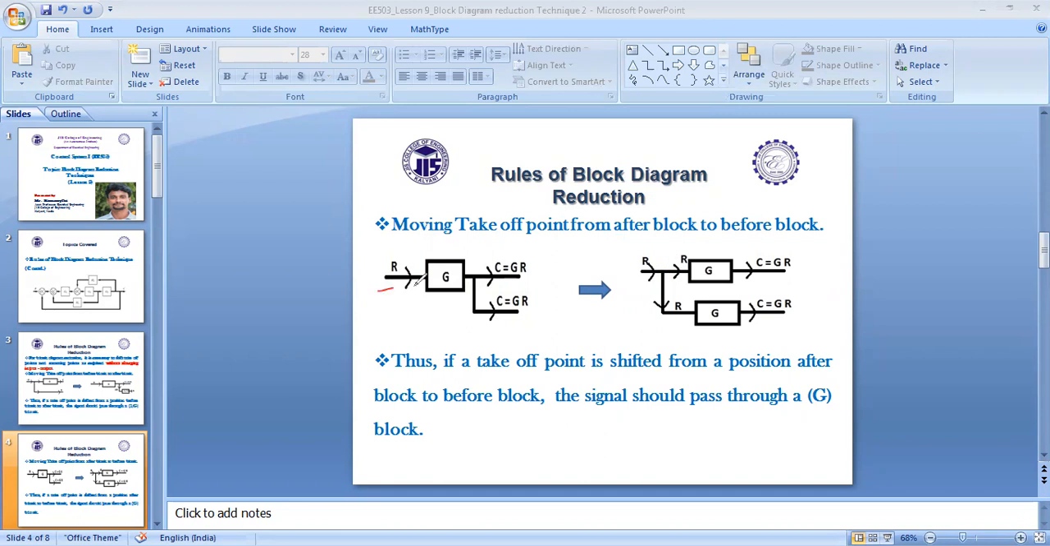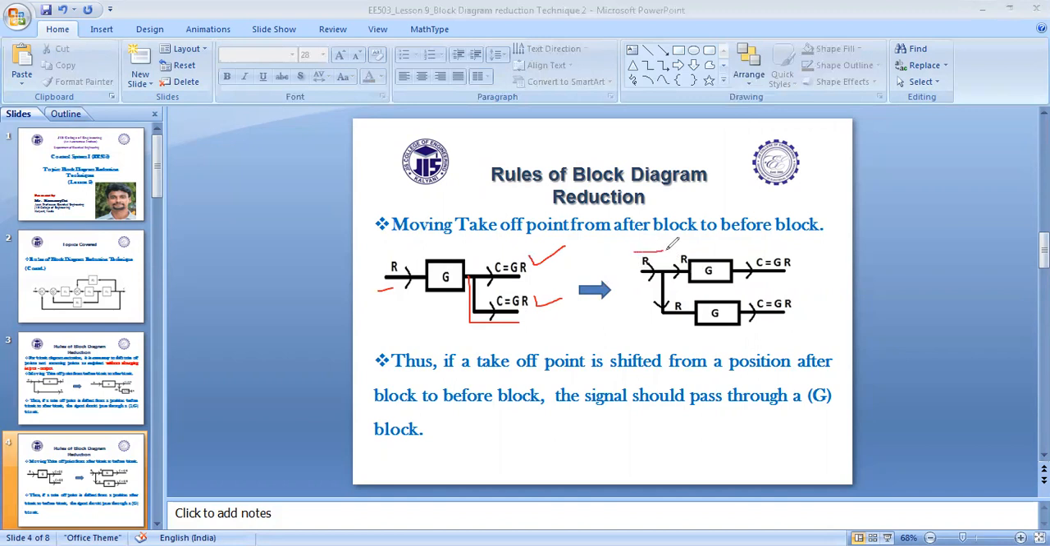This is the R input passing through G, C equals GR. As this is the takeoff point, this signal will also be C equals GR. So we have two outputs which are equal to GR. Now, if the takeoff point is shifted before the block, what will happen?